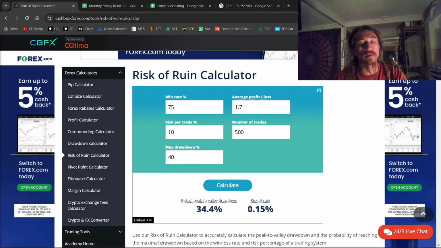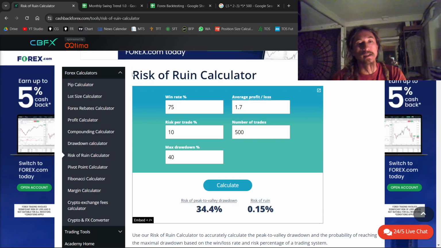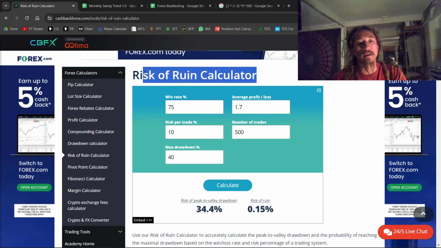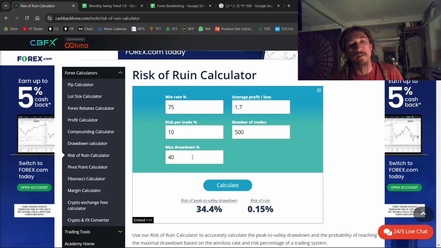So I hope that changed your thinking on how much to risk. Again, I'm not telling you to risk more than 1%. If you have negative edge, don't risk anything. If you don't know your edge, find out your edge. If you find out that you have expectancy, figure out how much drawdown you're willing to tolerate, and then develop a risk plan around that, depending on how many trades you take a year.